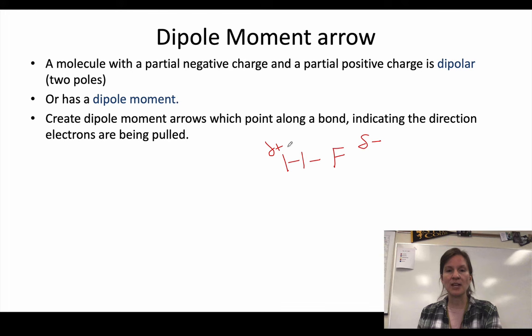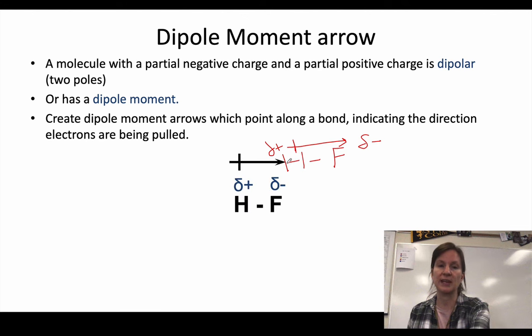And something that's created in chemistry is a dipole moment arrow, which is an arrow that points to the direction of pull. So I'm pointing toward the fluorine because that's where I'm pulling. And then the back of your arrow ends up being this little plus sign, indicating the fact that I'm pulling toward the negative and the back is positive. Okay, so that's how you create a dipole moment arrow. You figure out where the negative is, where the positive is, and then have the arrow point to the negative.